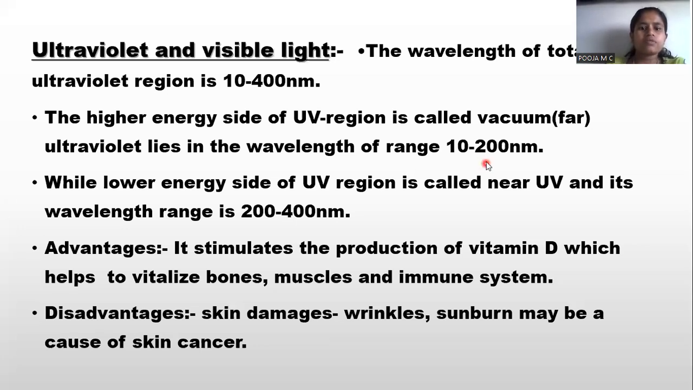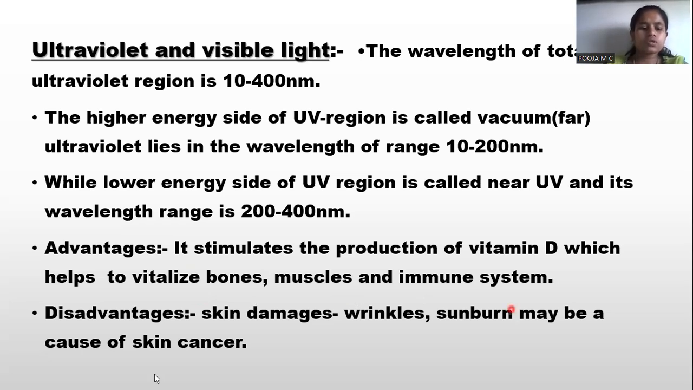Next, ultraviolet and visible regions. The total wavelength of the ultraviolet region is 10 to 400 nanometer. The higher energy side of the UV region is called vacuum, that is far ultraviolet, and lies in the wavelength range of 10 to 200 nanometer, while the lower energy side of the UV region is called near UV, and its wavelength range is 200 to 400 nanometer. The advantage of ultraviolet radiation is that it stimulates the production of vitamin D, which helps to vitalize bones, muscles, and the immune system.